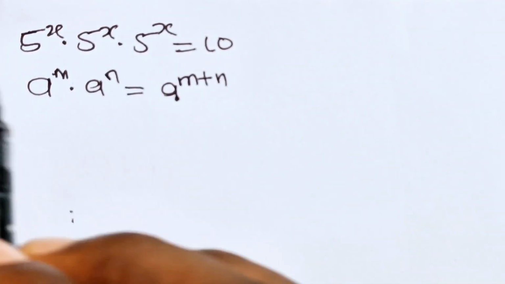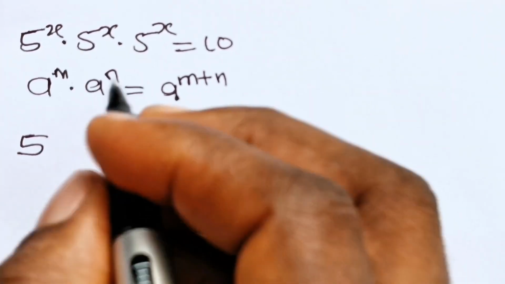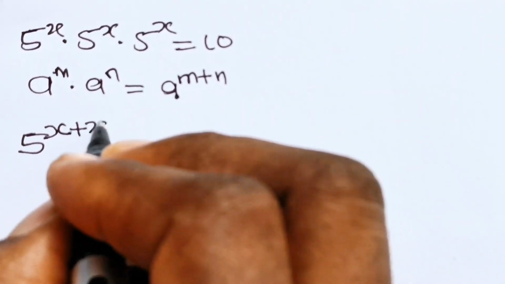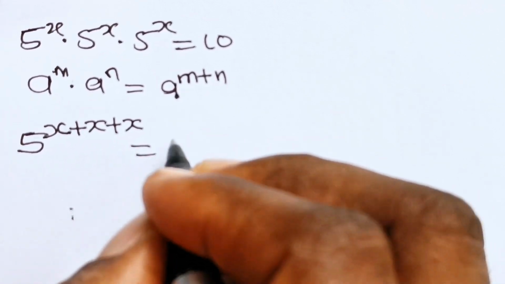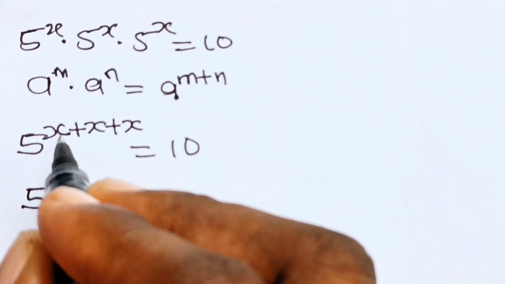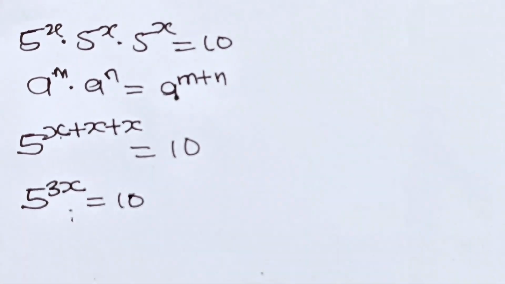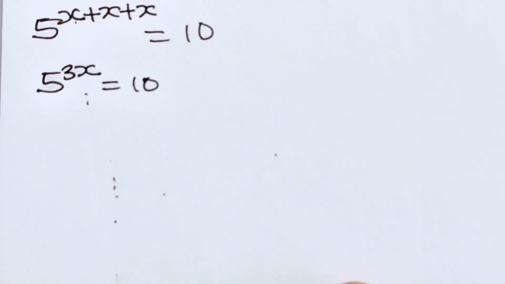So since they have the same base, we are just going to pick one, which is 5. We are going to add the powers. So we have x plus x plus x, and this is equal to 10. All right. So we have 5, now x plus x plus x is 3x, equal to 10. So at this point, we are going to introduce log.